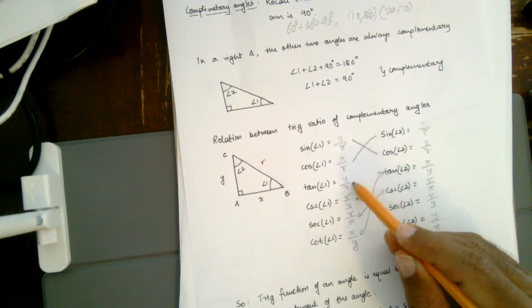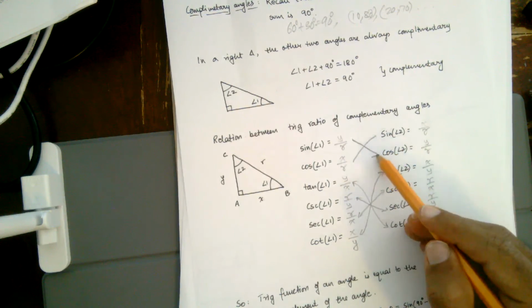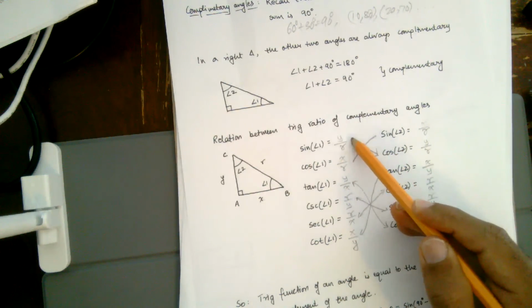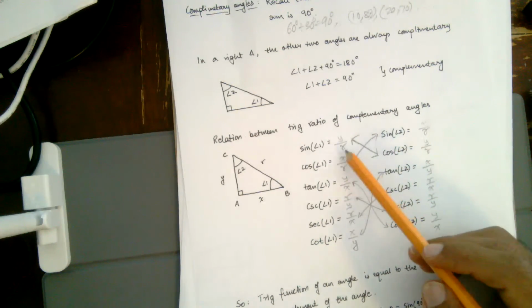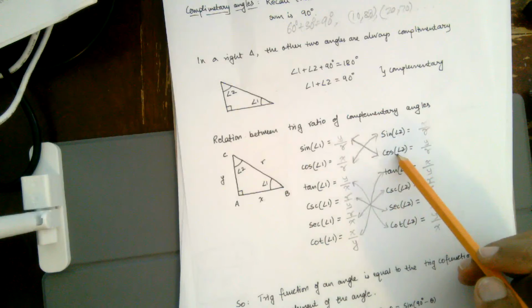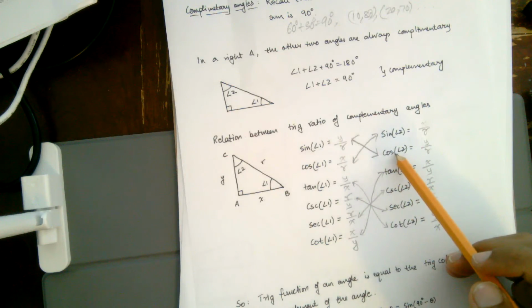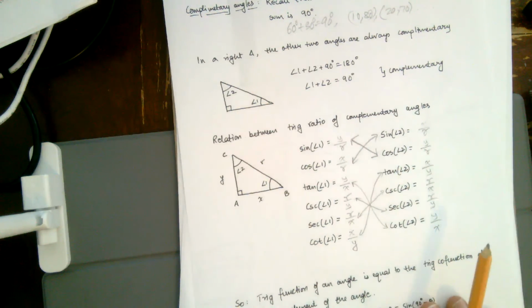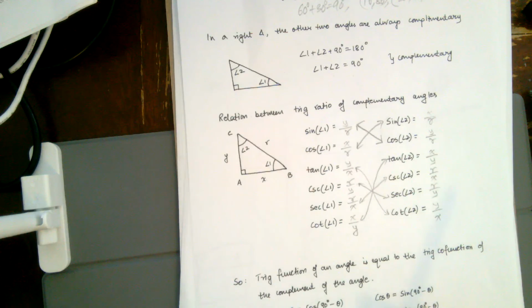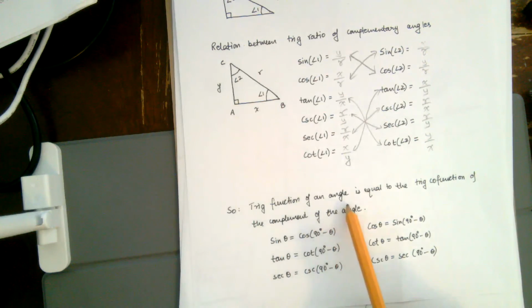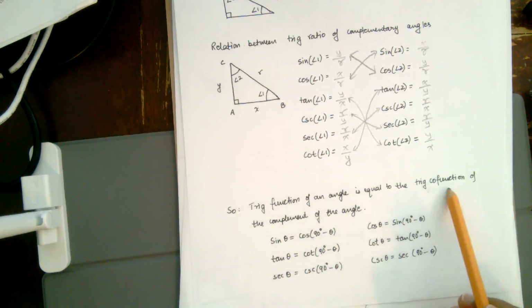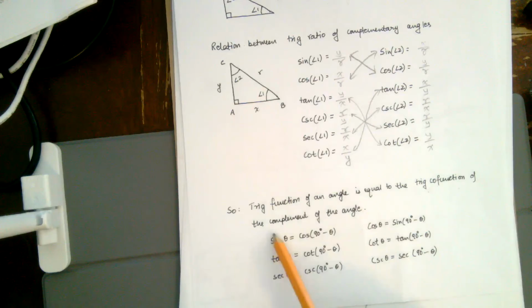Now, what are we going to do with this observation? What are the things that we talked about? Complementary angles and trig ratios. So this gives us that since 1 and 2 are complementary, there is a relationship between the trig ratios of complementary angles. Here is the conclusion. Trig function of an angle is equal to the trig cofunction of the complement of the angle.